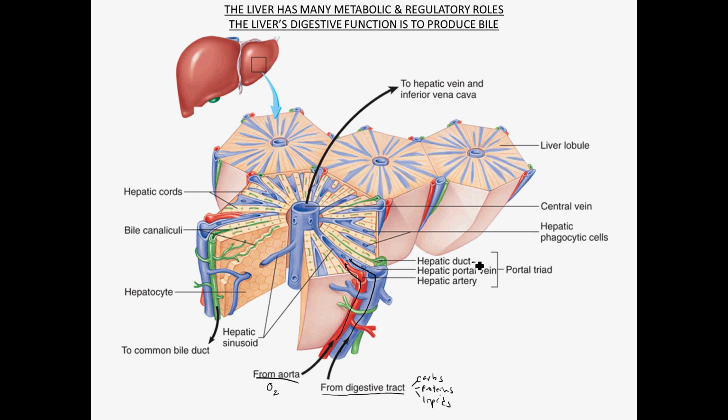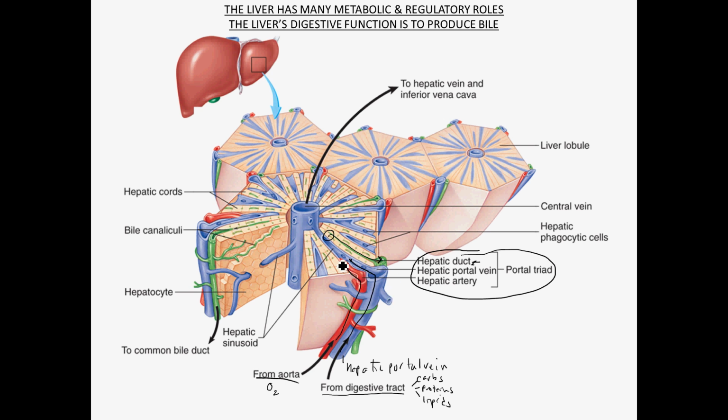So these hepatic ducts right here are going to be picking up bile. And so the cells that are here, these yellowy cells, are going to be producing bile, and bile is going to be flowing this direction. So blood flows this way, bile flows this direction, and those three things together are called the portal triad. So again, a hepatic duct, hepatic portal vein, this is the hepatic portal vein, taking blood from the digestive tract to the liver, and then this hepatic artery bringing oxygenated blood there.